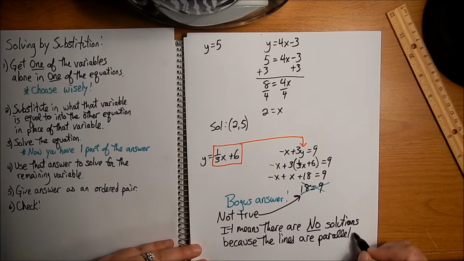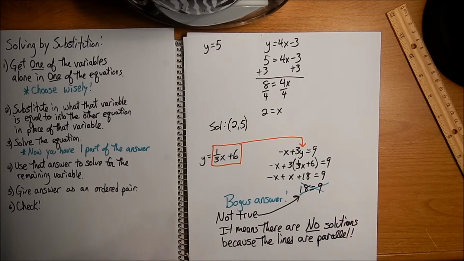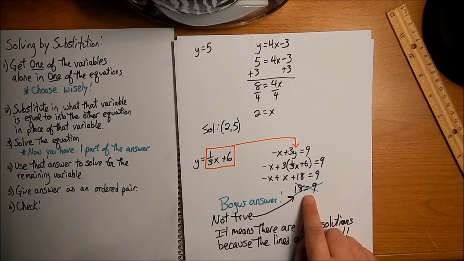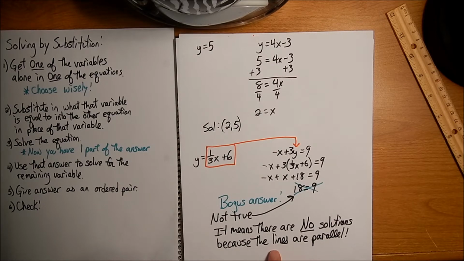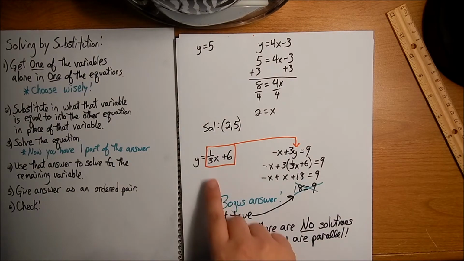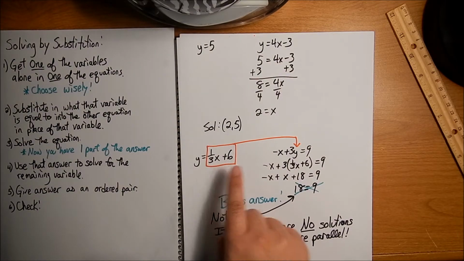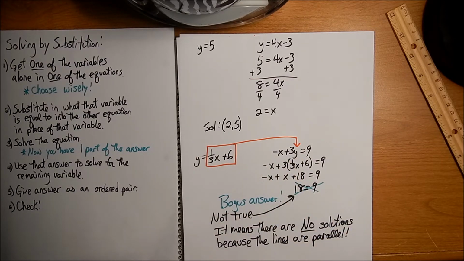So anytime you get two numbers that are not equal to each other, negative 4 equals 6? No, it doesn't. 12 equals 11? No, it doesn't. 0 equals 15? No. Anytime you get two numbers that are not equal to each other, it's because you have parallel lines. You may want to double check again. Remember, you can tell if they're parallel lines if they have the same slope but different y-intercepts.